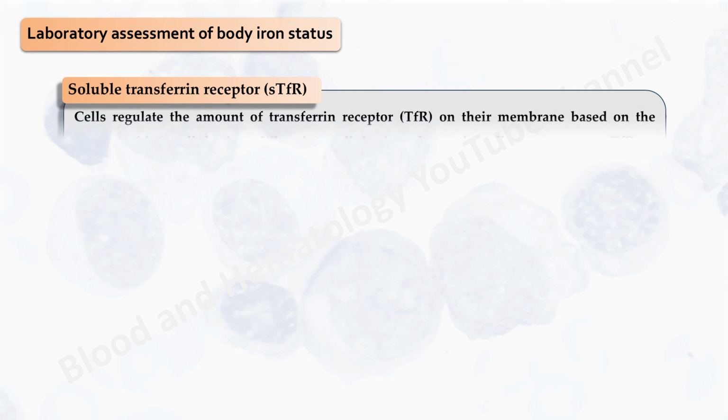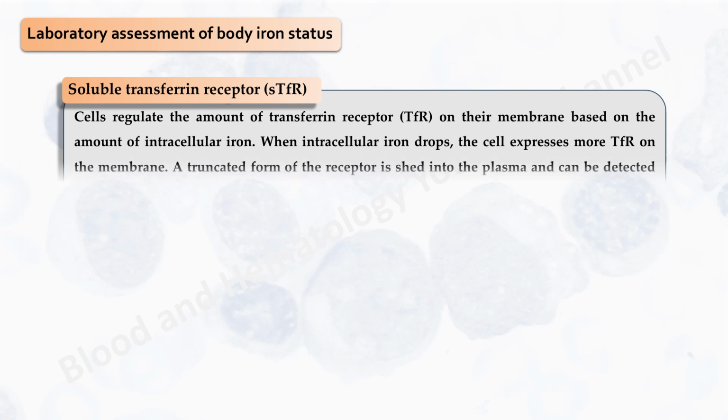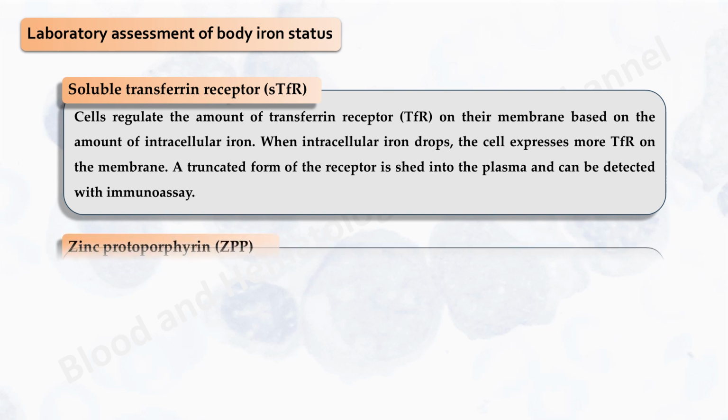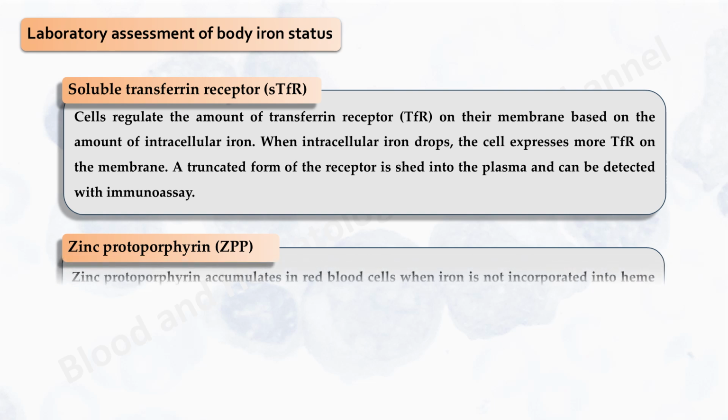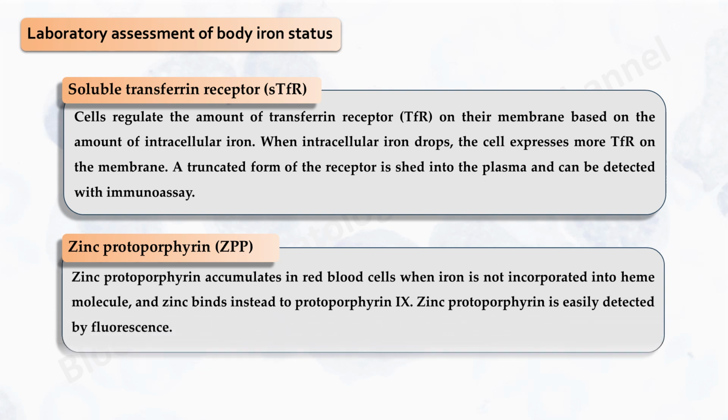Cells regulate the amount of transferrin receptor on their membrane based on the amount of intracellular iron. When intracellular iron drops, the cell expresses more transferrin receptor on the membrane. A truncated form of the receptor is shed into the plasma and can be detected with immunoassay. Zinc protoporphyrin accumulates in red blood cells when iron is not incorporated into the heme molecule, and zinc binds instead to protoporphyrin IX. Zinc protoporphyrin is easily detected by fluorescence.